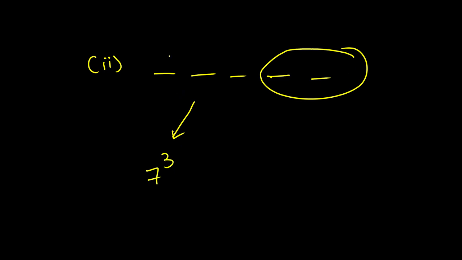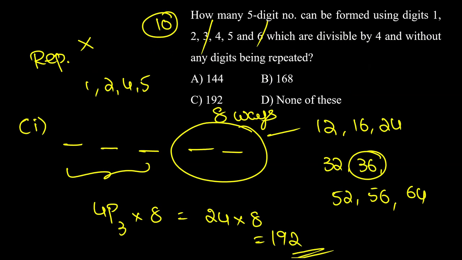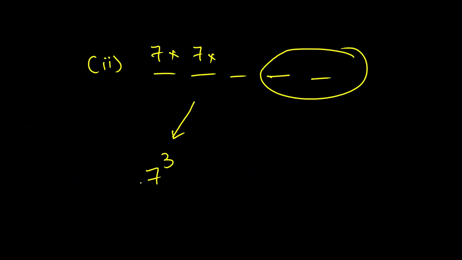Listen. Okay, focus. See, first of all, for these places, I can write 6 into 6 into 6. How many numbers are there? 6 numbers, yes. 6 into 6 into 6, that is 216. Divisibility by 4 will not affect these places. All numbers are allowed there.